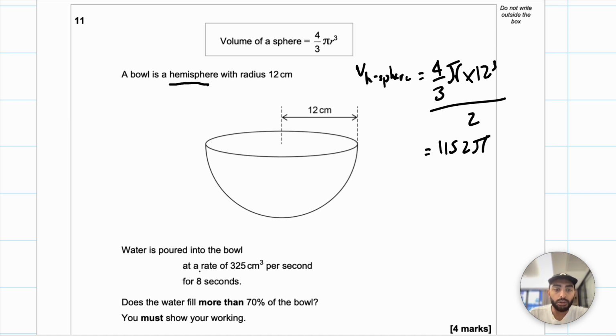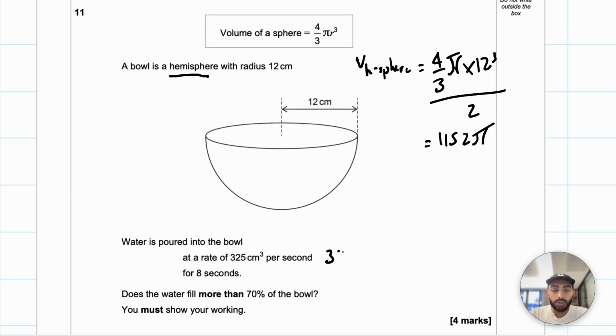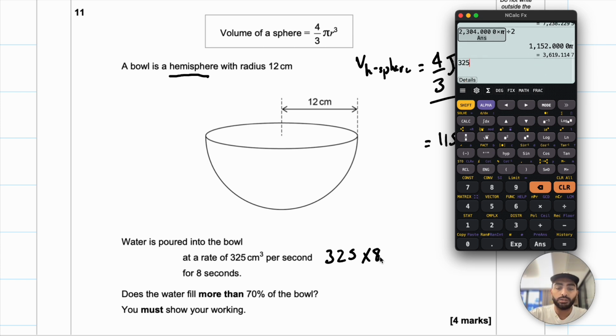Water is poured into the bowl at a rate of 325 centimeters cubed per second for 8 seconds. Let's find out how much water is being poured into that bowl. So that's 325 multiplied by 8. 325 times 8, which is 2,600.